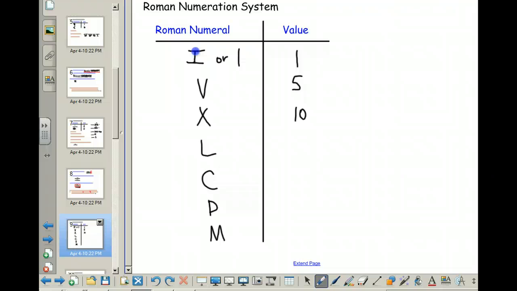So how about L? What is L? It is 50. C? 100. D? 500. M? 1000.